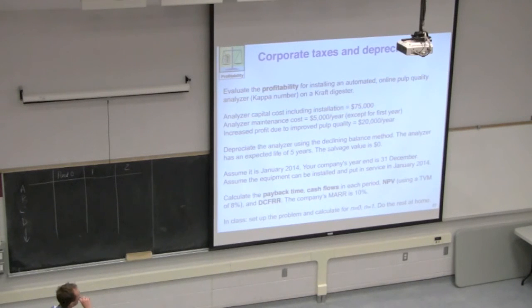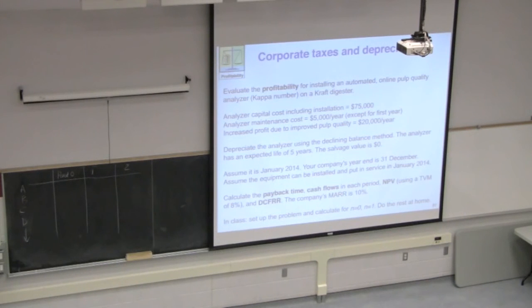Here's a company. They're working in the pulp and paper sector. They're buying a new analyzer, called the Kappa Number Analyzer, for their kraft digestion. This new analyzer that goes on their equipment costs $75,000. So that's the capital cost. Then they're going to pay to maintain that piece of equipment. On an annual basis, except for the first year, they're going to have to spend $5,000 to keep that piece of equipment maintained. So that's an expense.